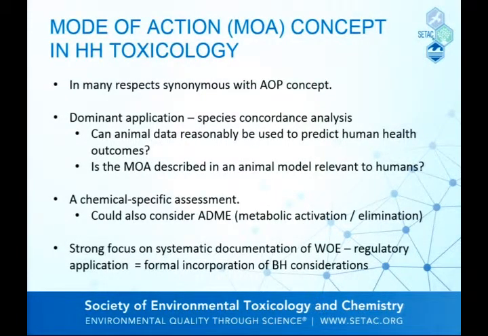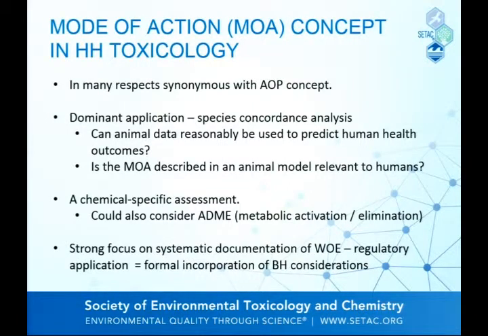One of the key evolutions in that process of formalizing the AOP framework has really been interactions with the human health toxicology community. They've also been using basically the same concept for a long period of time now, largely using it in risk assessment as a basis for evaluating species concordance. So can animal data be reasonably used to predict human health outcomes? Much of what they were trying to focus on is laying out these different key events in a chemical's toxicity and then evaluating whether those key events that they see in an animal model like a rat actually apply to a human.